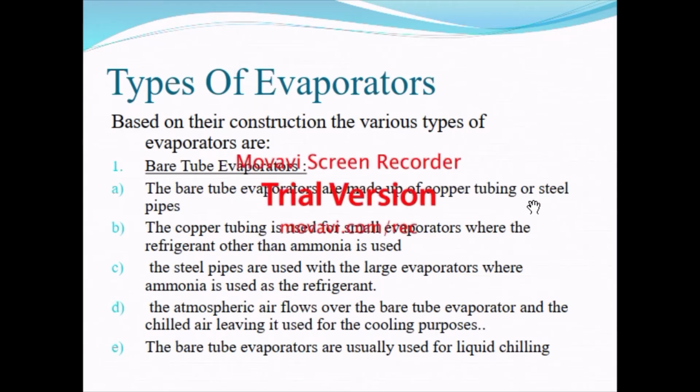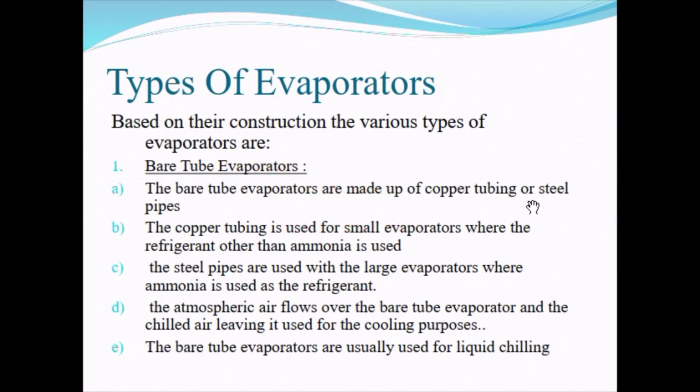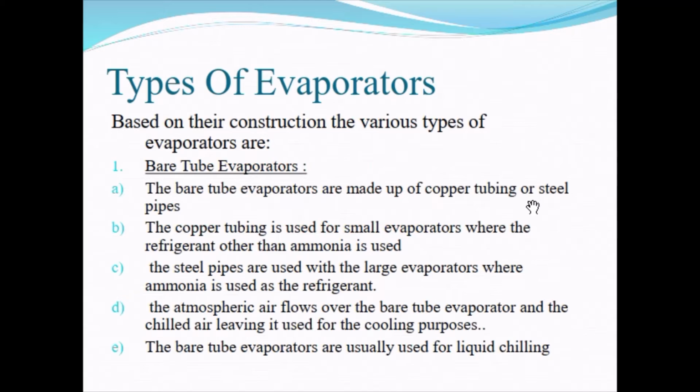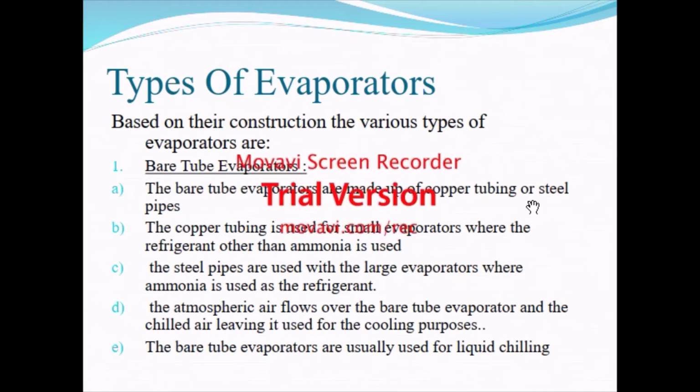Okay, we have several types of evaporator here. Based on the construction, the various evaporators can be classified. The first one is the bare tube evaporator. What is the bare tube evaporator? The bare tube evaporators are made up of copper tubing or steel pipes. The copper tubing is used for small evaporators where a refrigerant other than ammonia is used. The steel pipes are used with large evaporators where ammonia is used as the refrigerant.